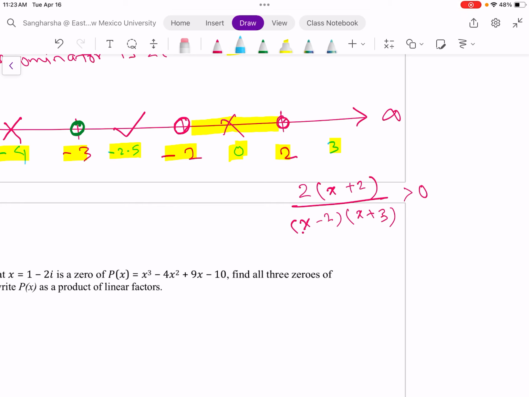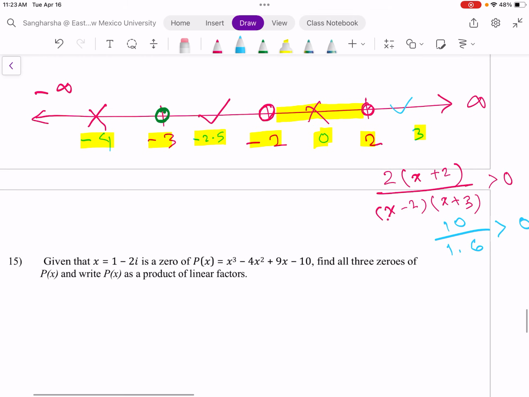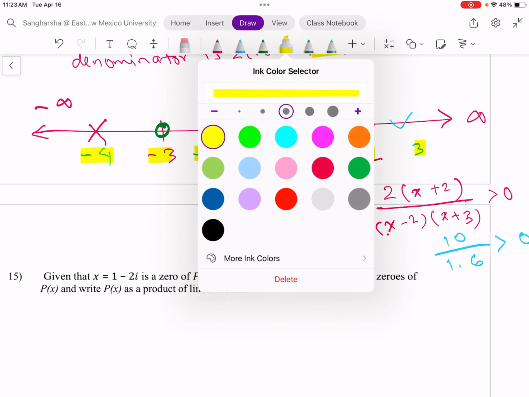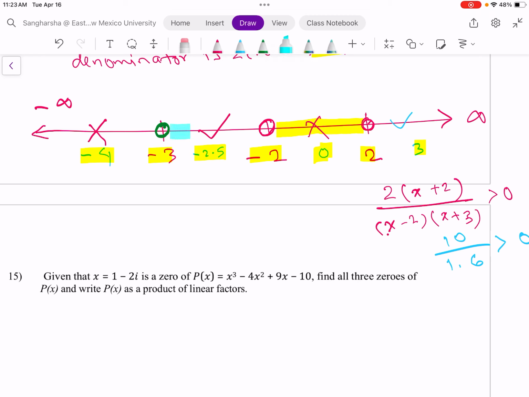3 plus 2, 5. 5 times 2, 10. 3 minus 2, that is 1. 3 plus 3, 6, greater than 0. 10 divided by 6, that is greater than 0, right? So this is a solution. So this interval is the solution, and this interval is the solution.